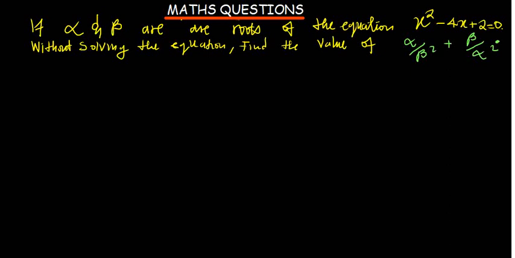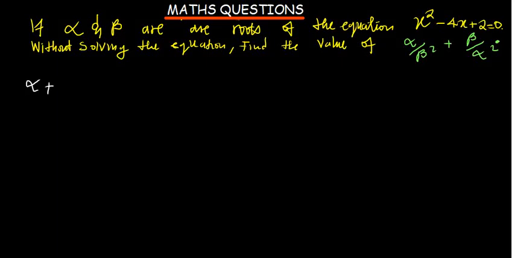If alpha and beta are roots of the equation x squared minus 4x plus 2 is equal to 0, without solving the equation, find the value of alpha over beta squared plus beta over alpha squared. Now the first thing first, what you need to find is the two roots that you've been given, alpha and beta, find their sum. So you need to find alpha plus beta.